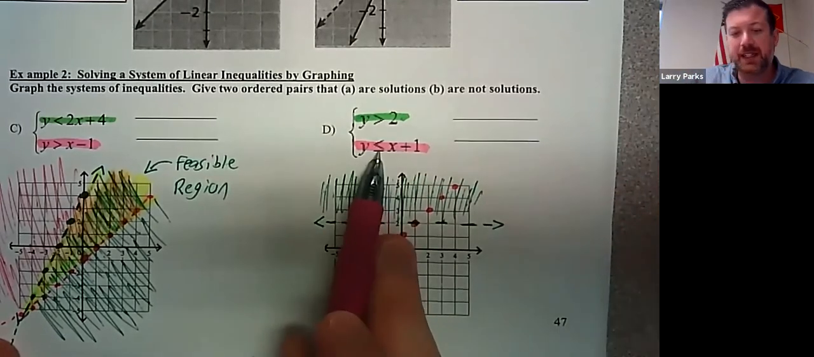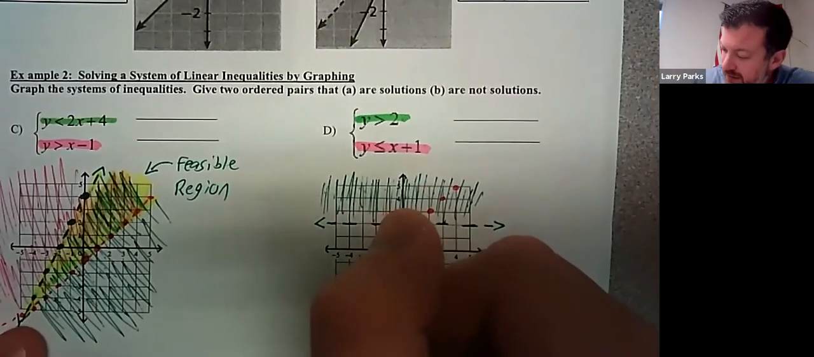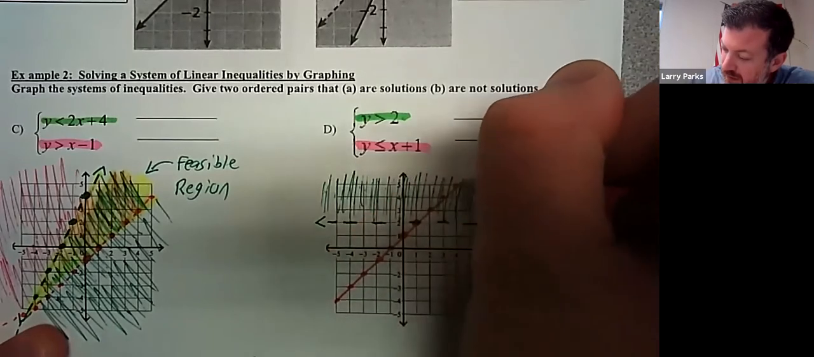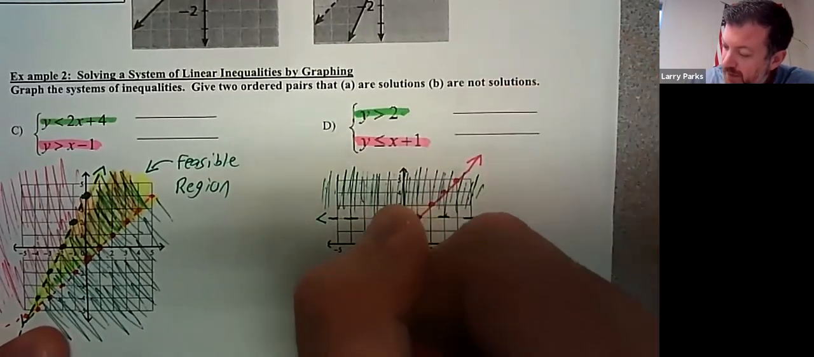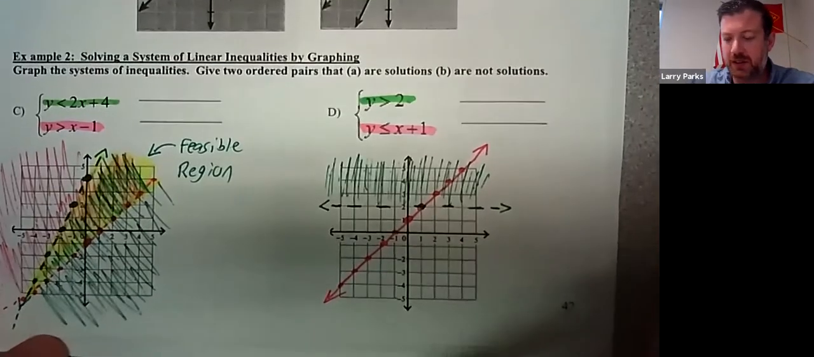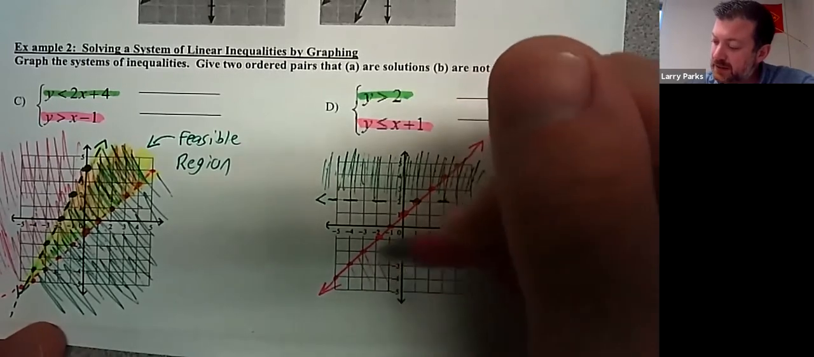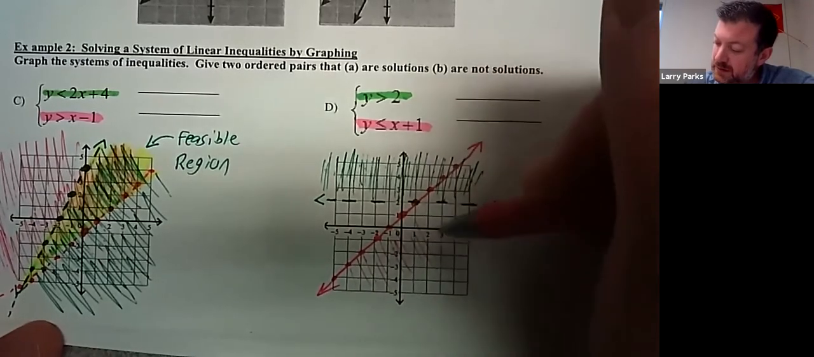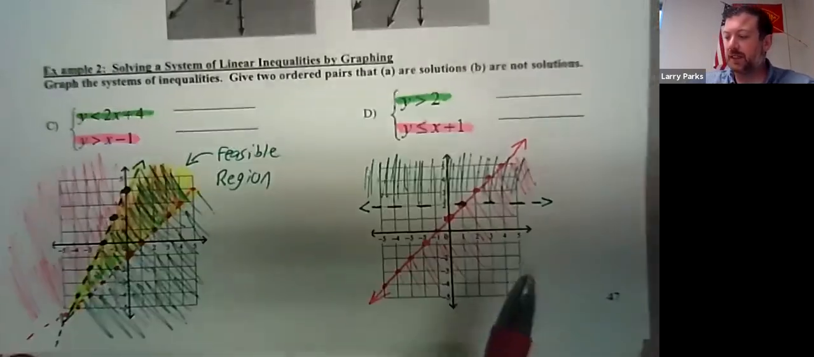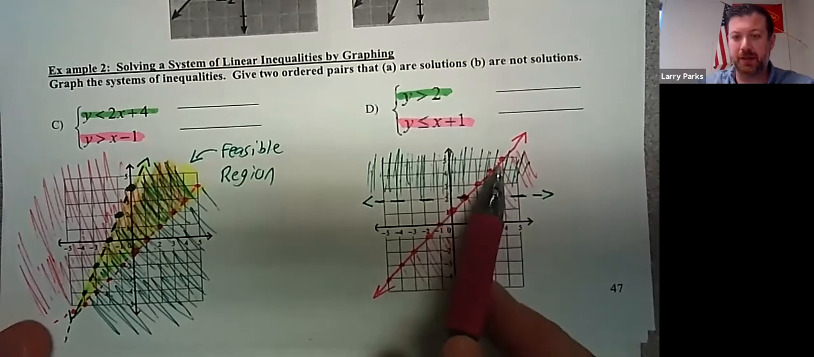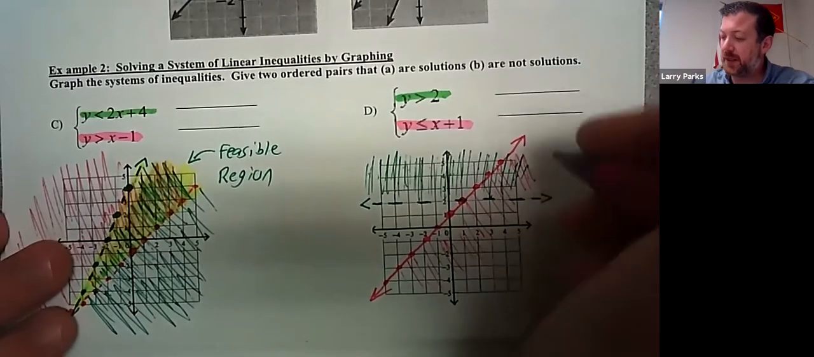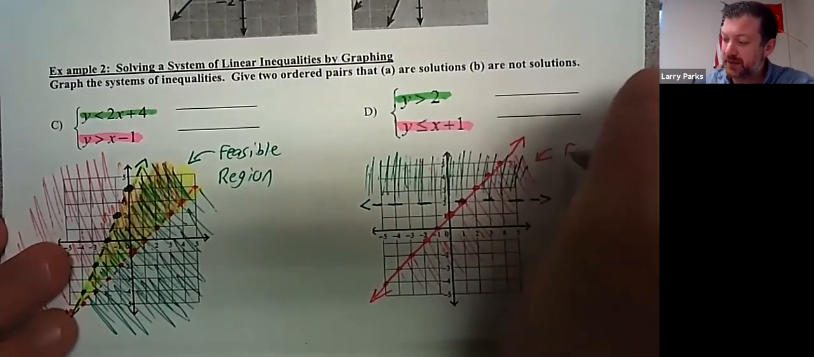This time, because it has an equal sign, it's a solid line. And then less than means shade below. So I'm going to shade this area. And so I shaded above, but below. And so this area right here is going to be what's called the feasible region.